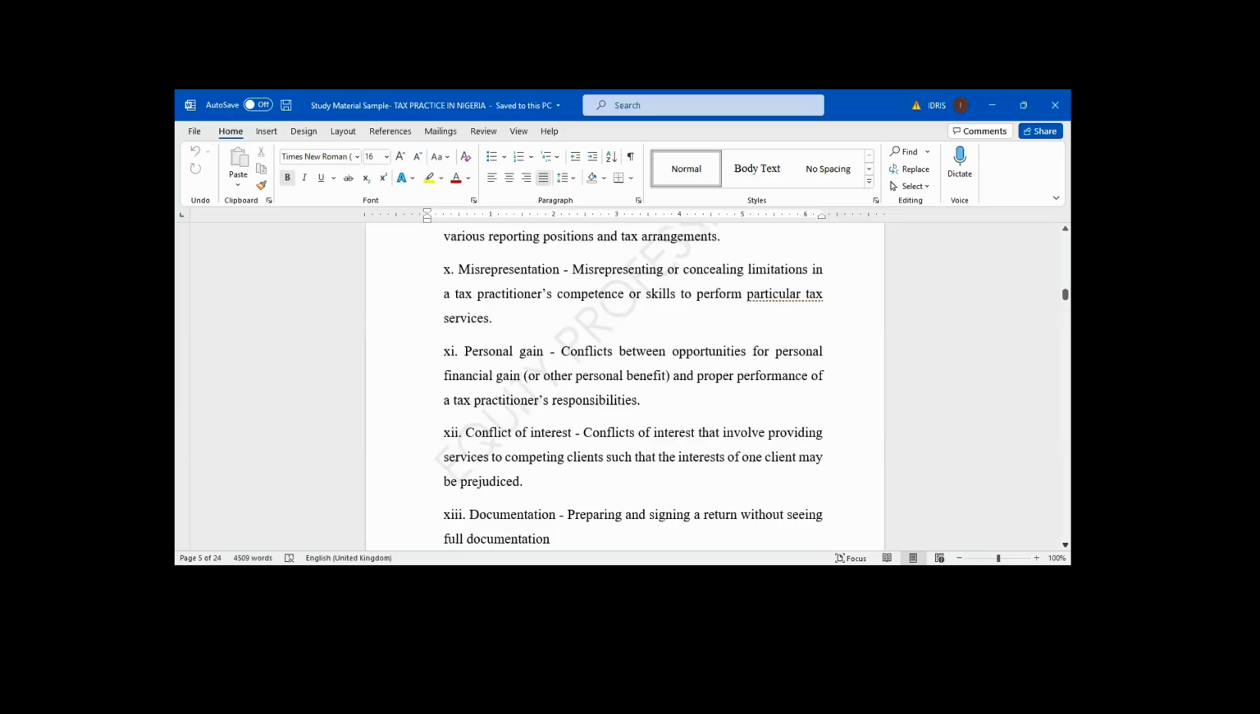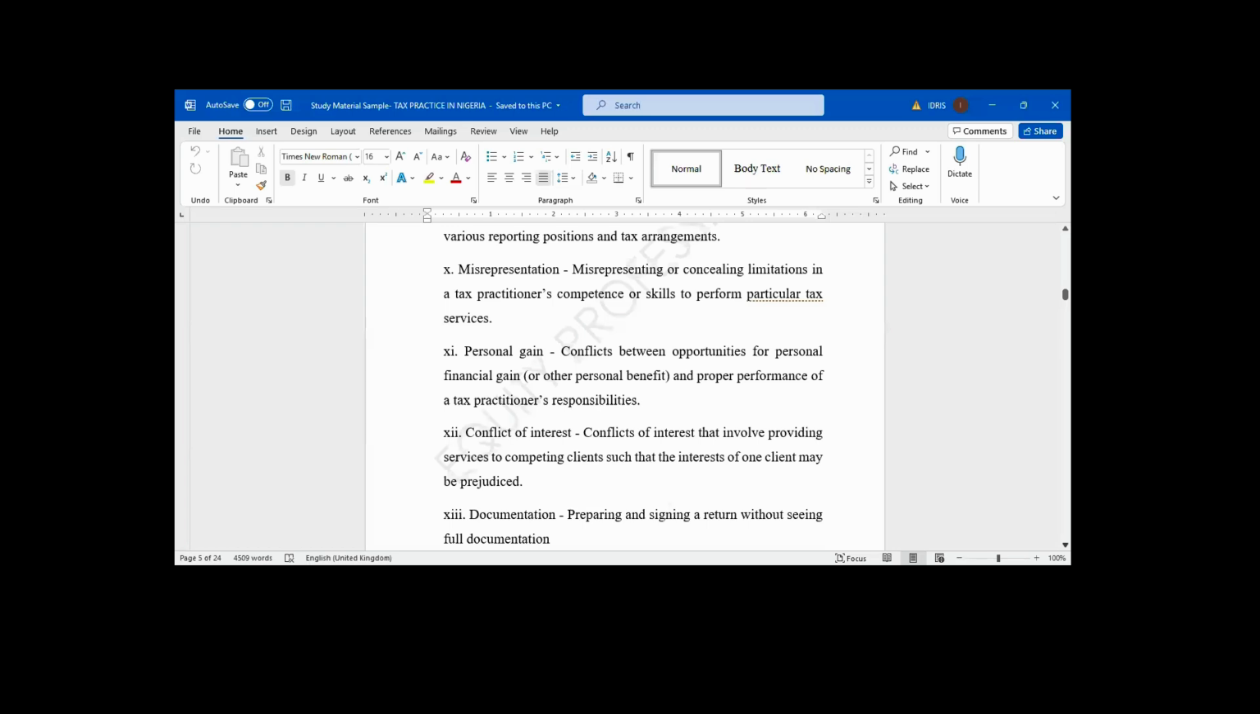Maybe the financial gain you are looking for, you go and collude with the tax authority so that they will issue an assessment to the taxpayer. You are giving information about your client to the tax authority. Tax authority now issues an assessment asking your client, the taxpayer, to pay 300 million. At the end of the day, you are the one that will also come forward: don't worry, I will help you negotiate, because of your own personal gain. When you negotiate, the tax authority gives you your own share.